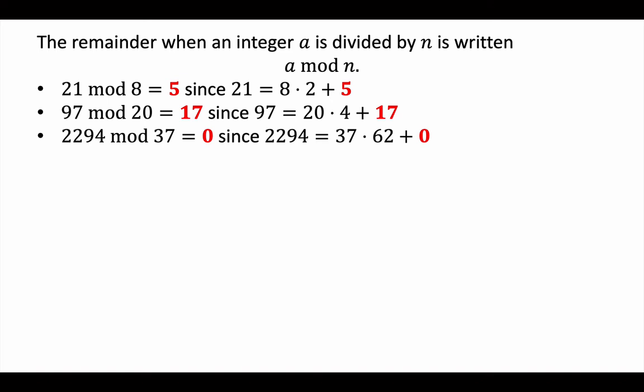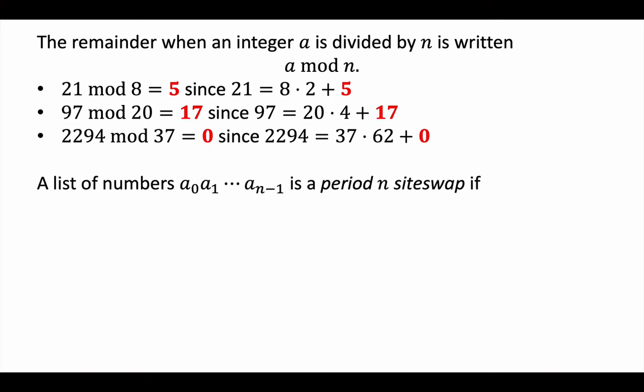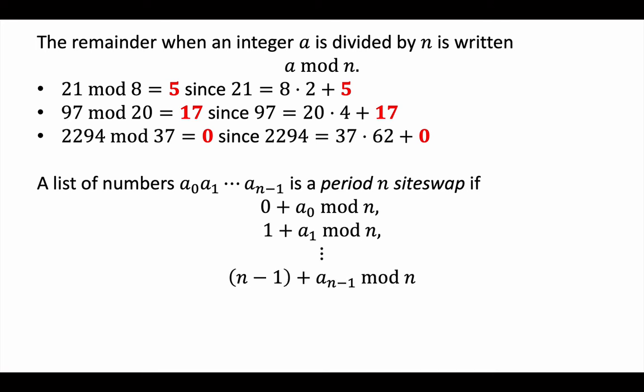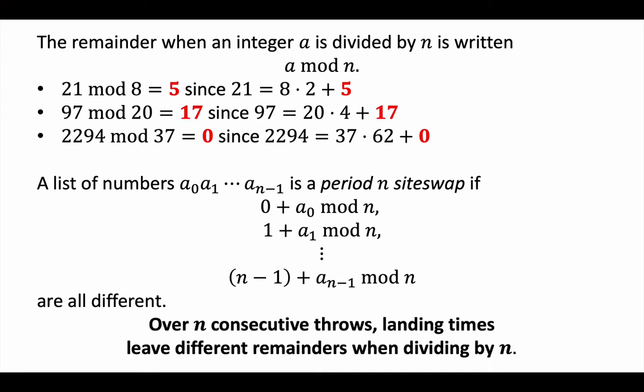Now we're ready to formally state what it means to be a siteswap. If we have a list of numbers A0, A1 up to A sub n minus 1, it's a period n siteswap. The period means that's how often it repeats. It's of period n because there are n numbers in our list. If all of those landing times, when we reduce them mod n, that is, when we divide by n and look at the remainder, are all different, then it's a siteswap. What's really important to keep in mind here is that if you take any n consecutive throws, the landing times will leave different remainders when dividing by n.